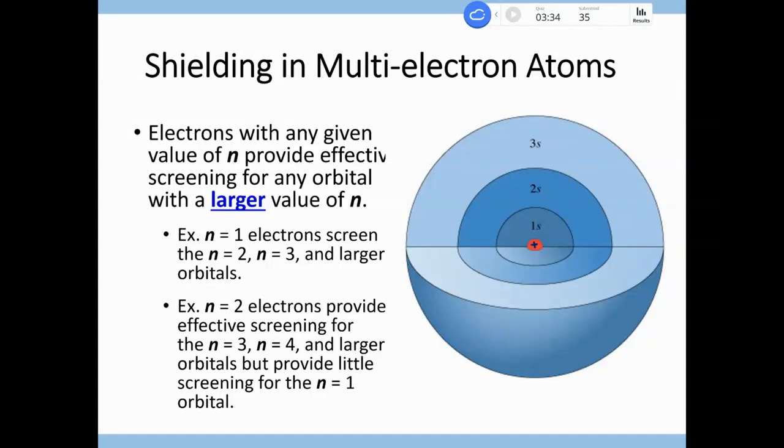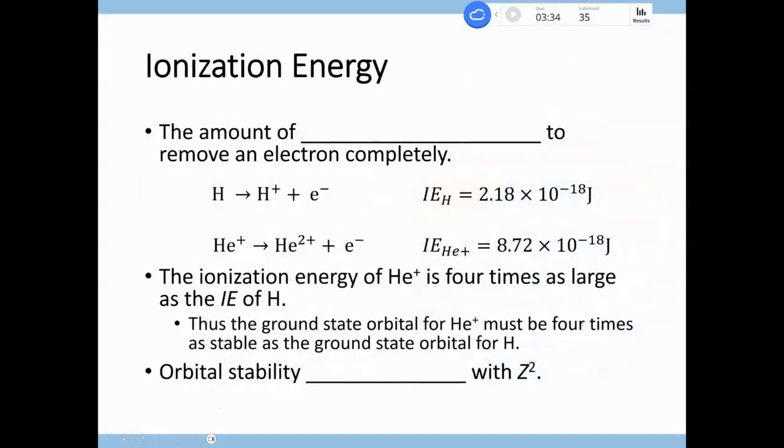Okay, so electrons that are further away from the nucleus feel less of an effective charge from the nucleus, because electrons that are between the outermost electron and the nucleus are shielding that positive charge, blocking that positive charge from being felt by the outermost electrons. Okay, we'll keep that in mind when we talk about ionization energy in the next couple of slides.